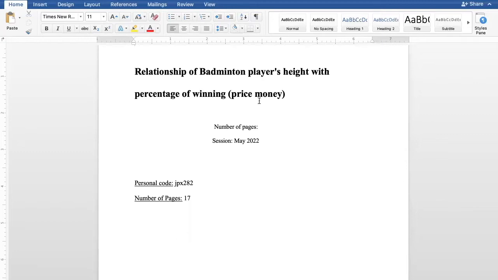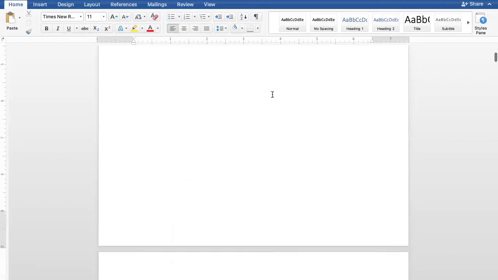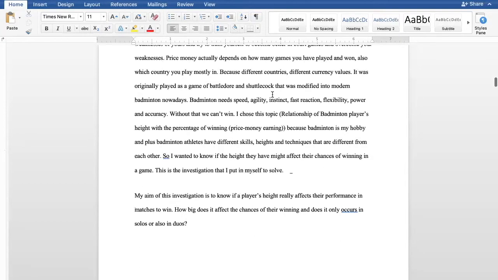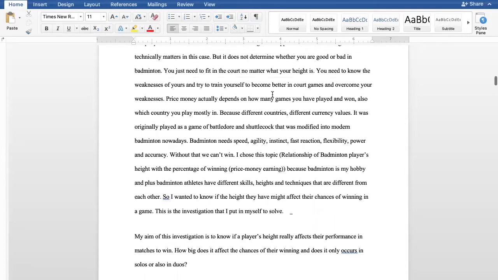Your title, don't make it too long. This is okay up to here. Please don't make it too long. And please focus more on which one is it, because percentage means percent, prize money is in currency. There are two different things. Because different countries have different currency values.